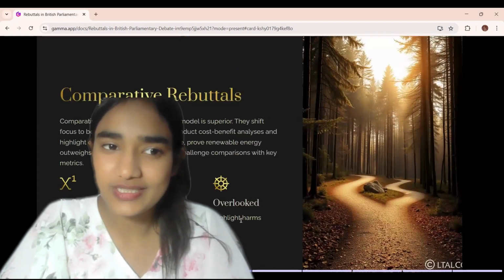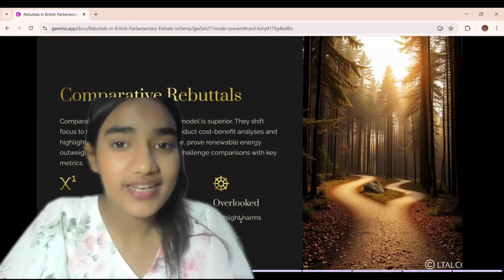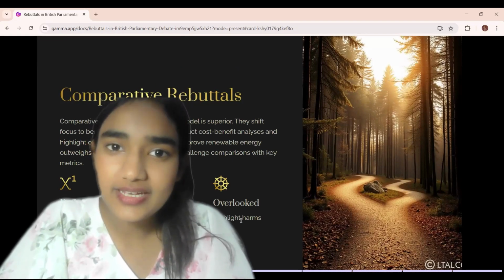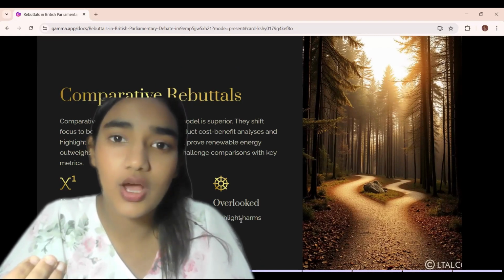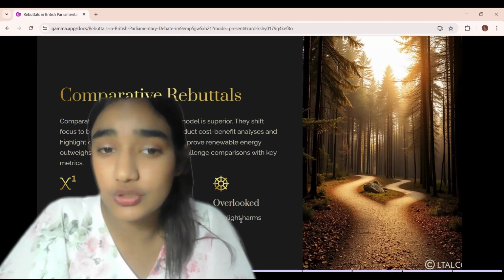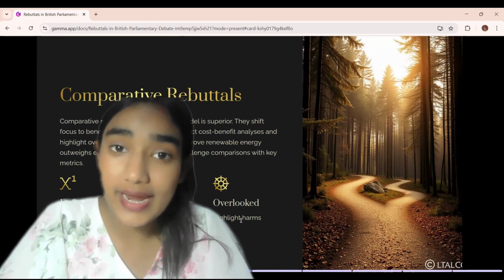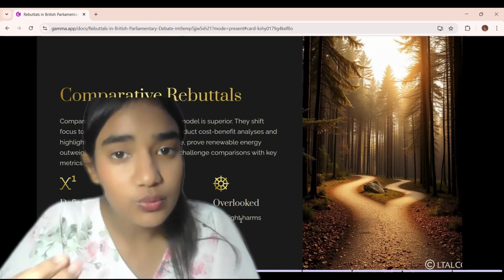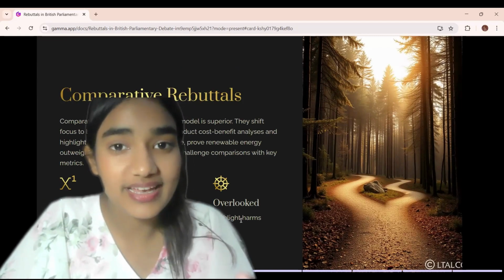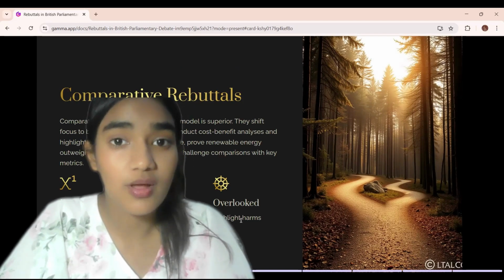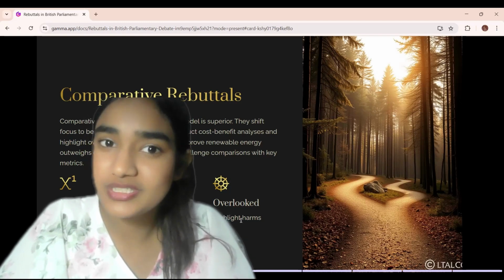Now, comparative rebuttal, and one of my personal favorites. Comparative rebuttal is something that is very easy to understand. We don't have to actually counter our opposition's argument. What we generally have to do is say, okay, the points that my opposition is saying are truly right. But the thing is that my world is still better and my case is also much better. So I told you in the motion video also that we just have to compare worlds. That is exactly what we have to do right here.